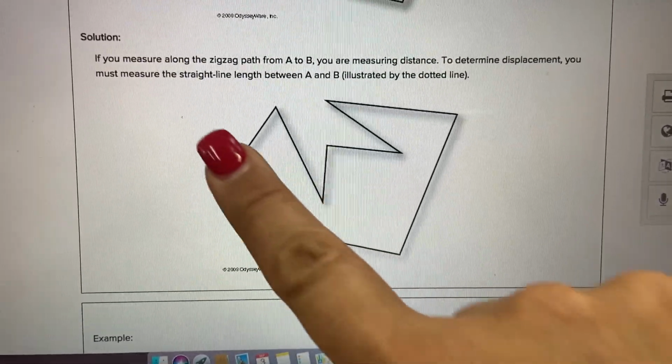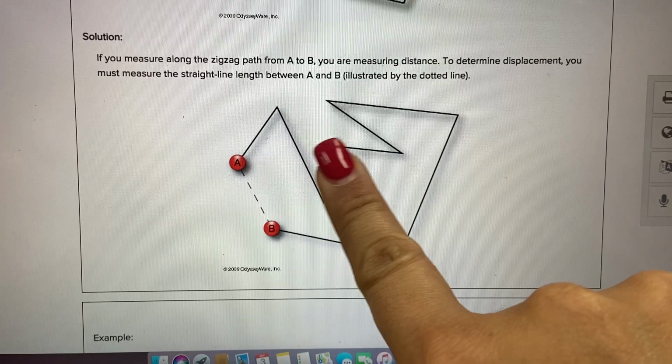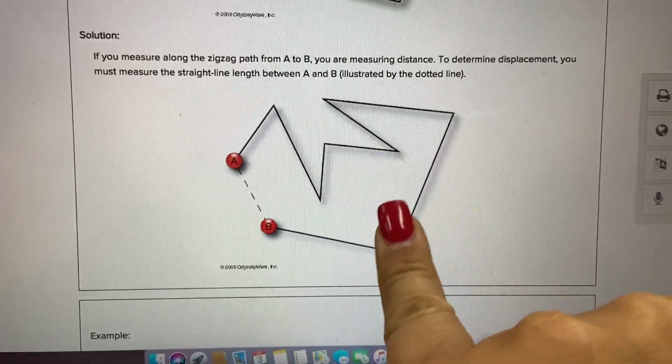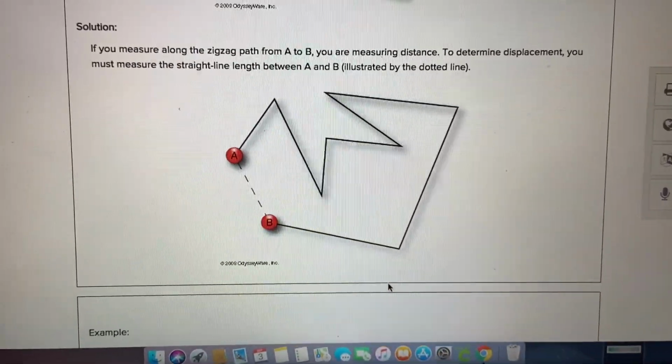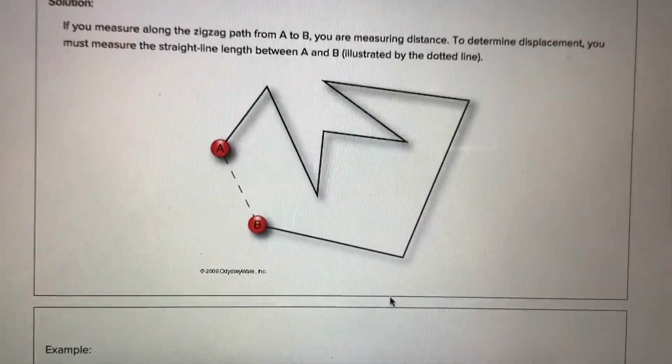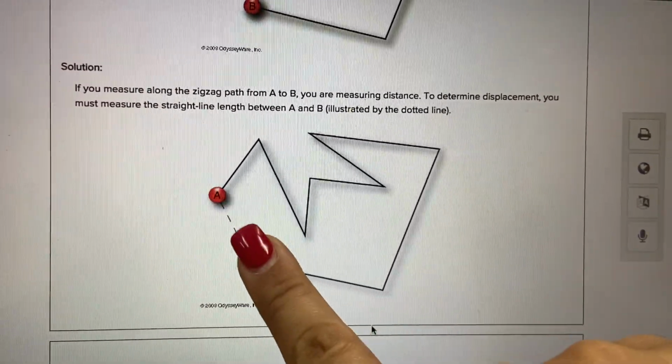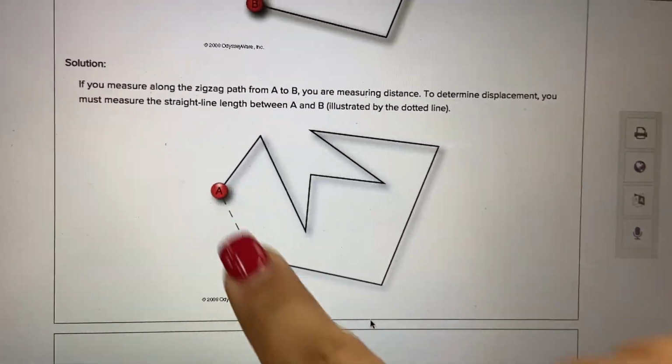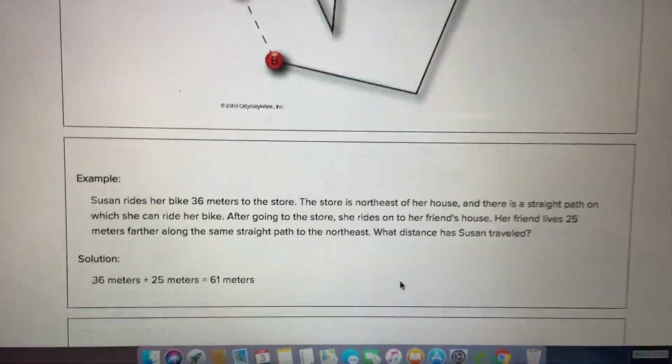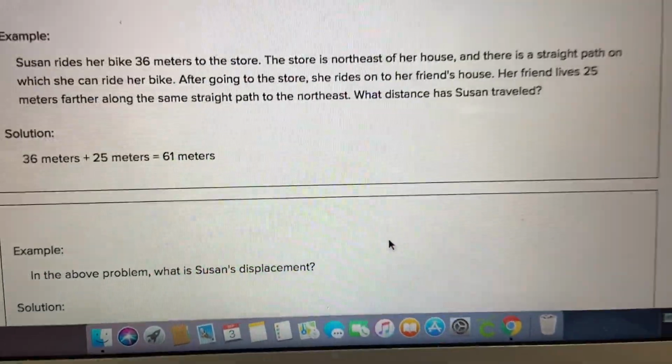If you measured this line, all of this stuff, this line all the way around, if you took all those measurements, you would be measuring the distance. But the displacement is the actual straight line space between A and B. So let's think of an example.